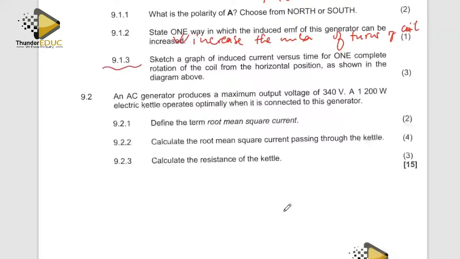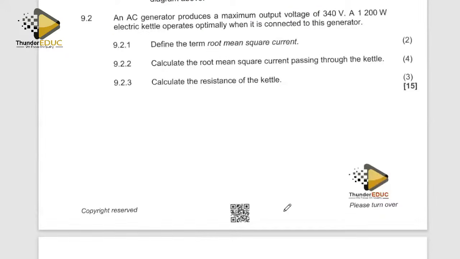Okay, then 9.2. We have an AC generator that produces maximum voltage. Okay, so Vmax is 340. We have the power of 1.2. Define the term root mean square. So we know that root mean square is basically the equivalent constant current, okay, that would offer the same power to a resistor as the actual one, okay? So we just need to write that definition.